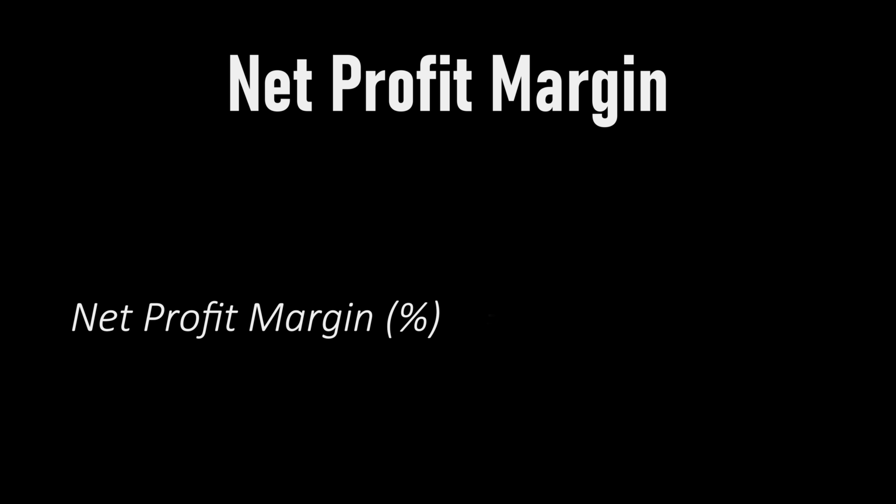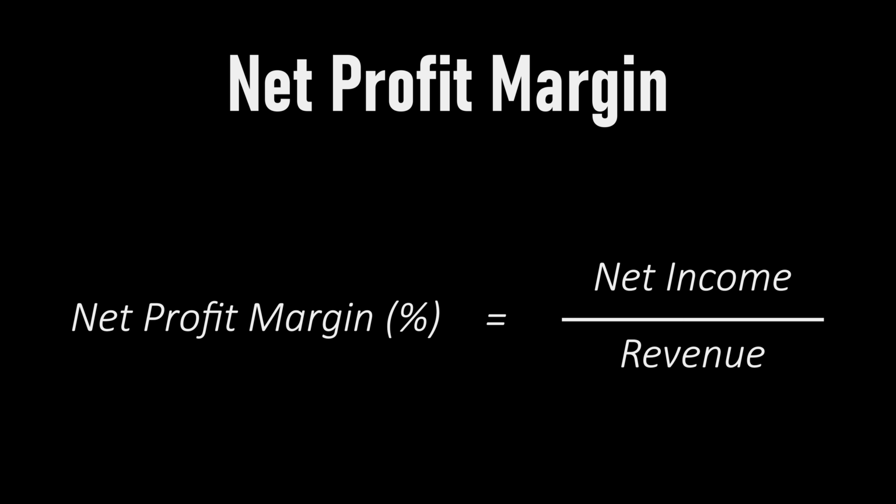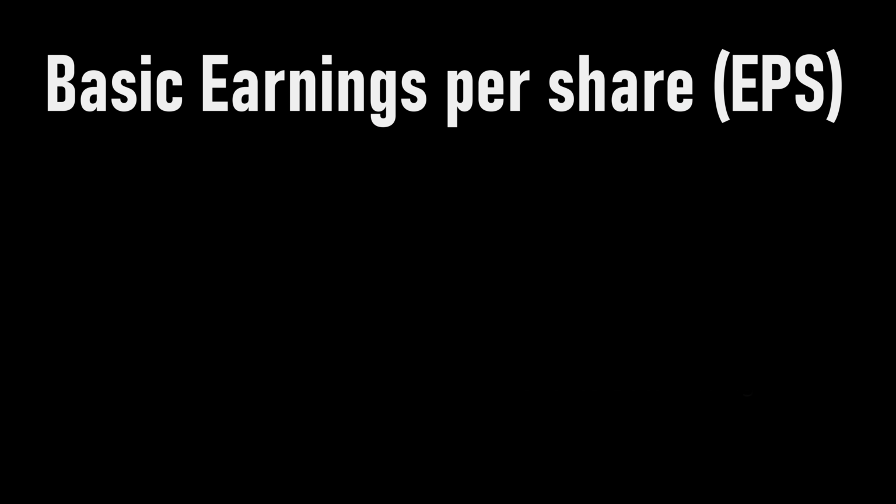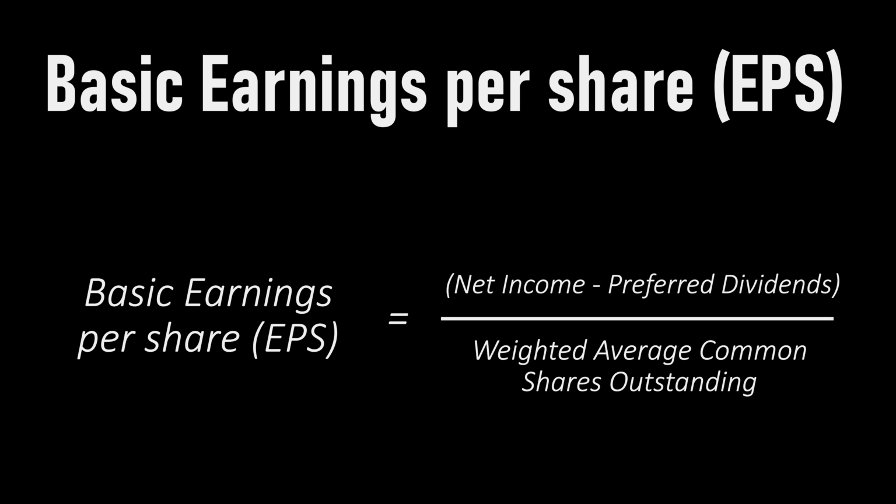The second metric that I would like to see is the net profit margin. Use the net profit, which is the net income divided by revenue. This metric can give investors a snippet to see if a company has generated enough profit after the cost of goods sold, operating expenses, interest, and taxes. For the last one, I would like to see the basic earnings per share, EPS.